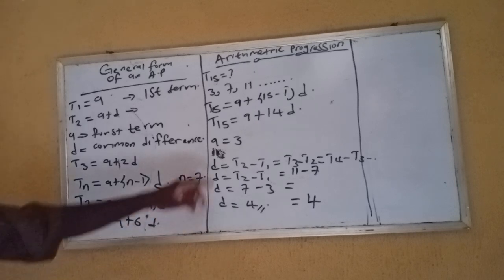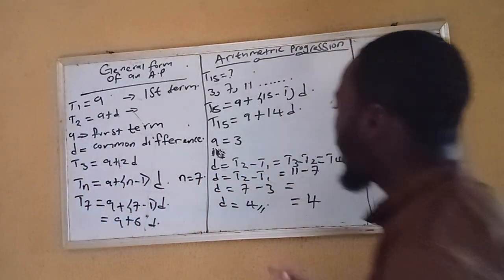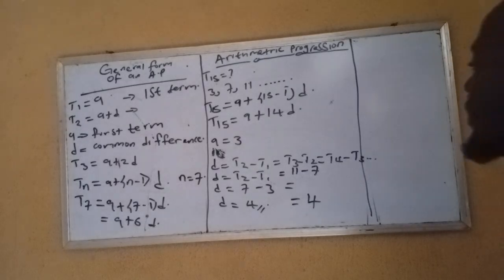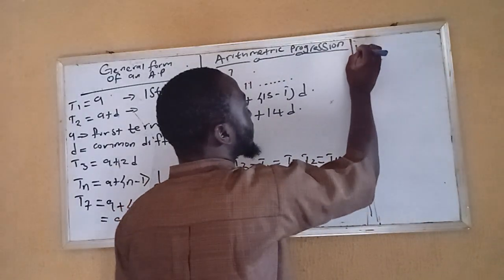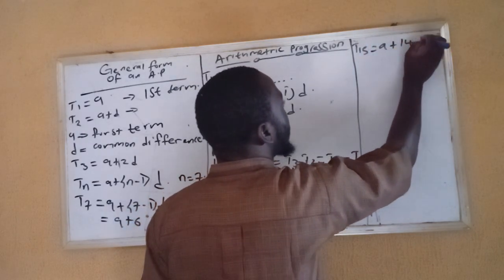So do you get it? Now we've been able to get our A and our D. The next step now is to find the T15 itself. Using the formula, the 15th term is equal to A plus 14D.